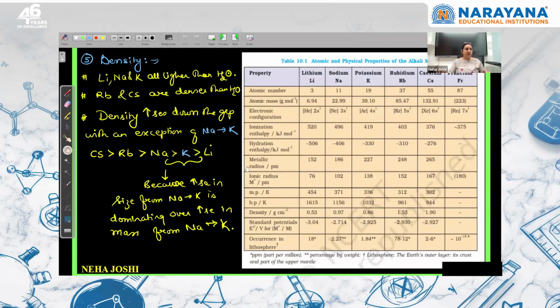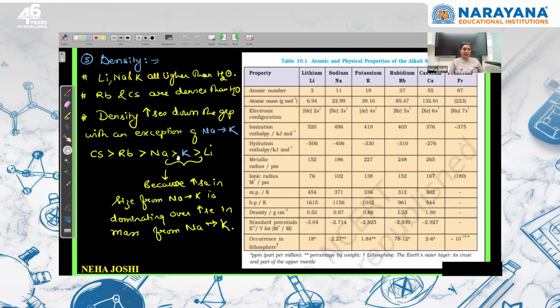Now coming to density. Its density does not show a regular feature here. If you see density, down the group, I can say density is somewhat increasing, though not regular. See, cesium is highest, 1.9. Then it is rubidium. Then it is sodium. It is not potassium. Potassium's density is less than sodium, and then it is lithium.